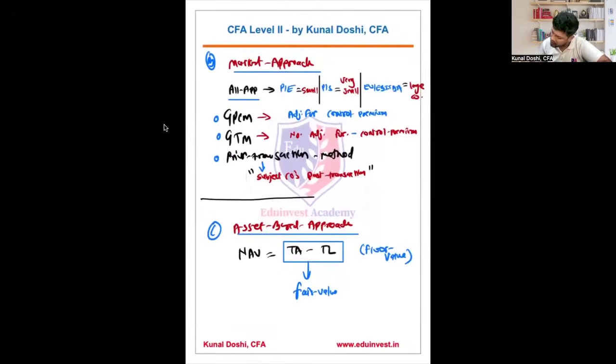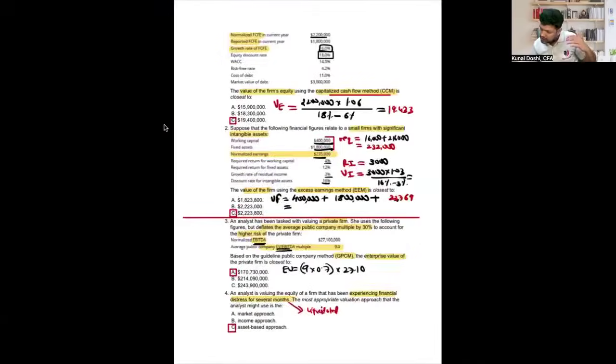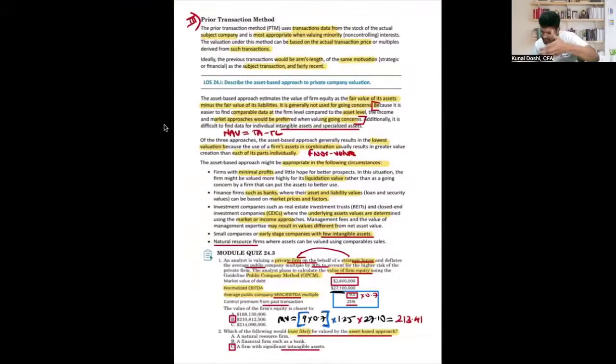Perfect. So these are the different approaches, correct? Based on that, I had given this extra note on prior transaction and NAV-based valuation, which was not there previously. Correct? I've got a question. Why am I not using WACC? Where should I use WACC?